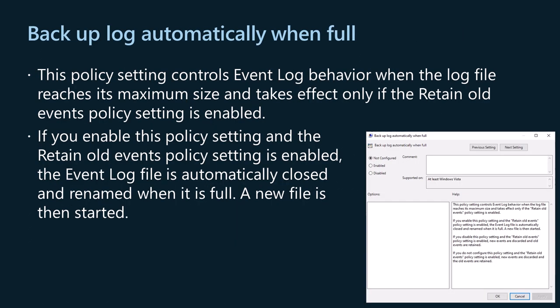The backup log automatically when full policy setting controls event log behavior when the log file reaches its maximum size and takes effect only if the retain old events policy setting is enabled. If you enable this policy setting and the retain old events policy setting is enabled, the event log file is automatically closed and renamed when it is full. A new file is then started.